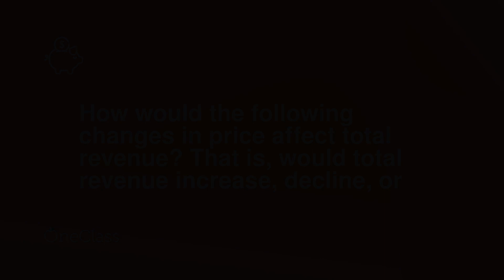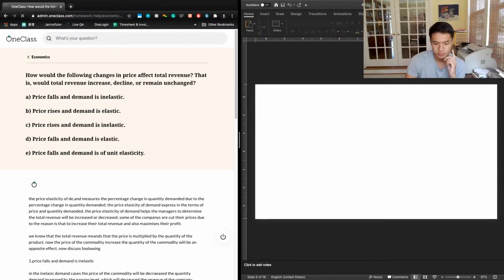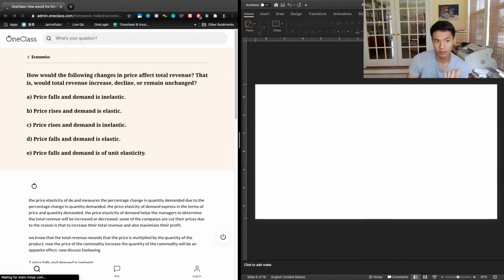Let's move on to the next question. Next question says, how would the following changes in price affect total revenue? That is, would total revenue increase, decline, or remain unchanged? And so we have 5 different scenarios here, and so let's take a look at each of those scenarios.